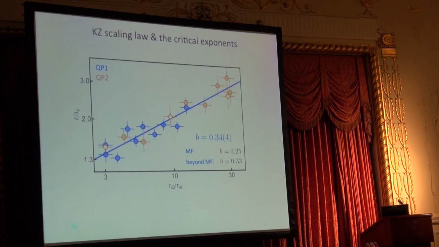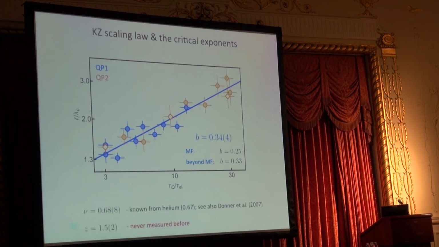And so this is the summary, combining the two kinds of protocols. And the final number is B equals 0.34 with an error of 0.04. And let me remind you, the mean field is a quarter, the beyond mean field is a third. So now we have actually enough data to distinguish the mean field in the beyond mean field theory. We can exclude the mean field at about 2 sigma level.